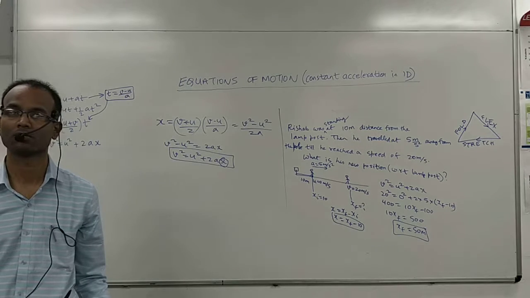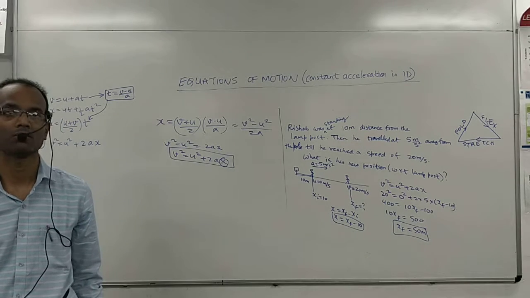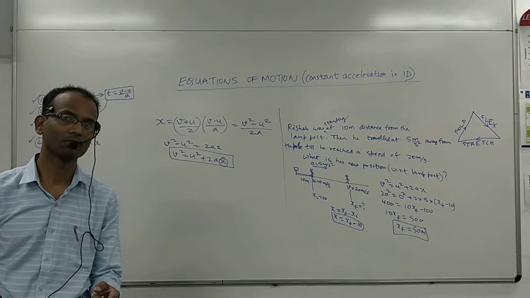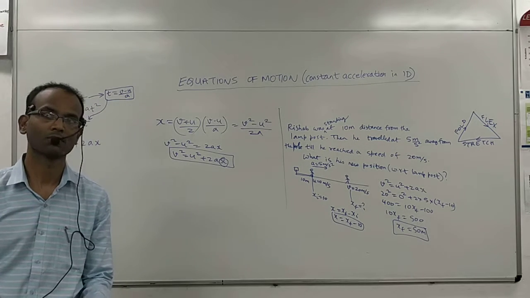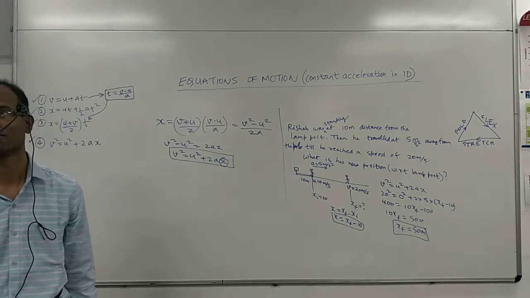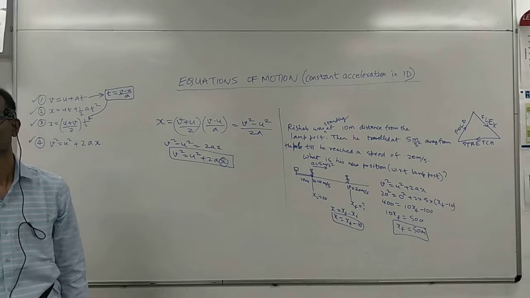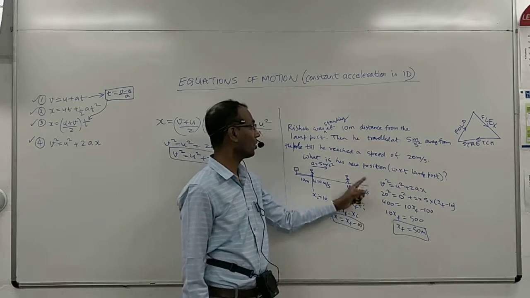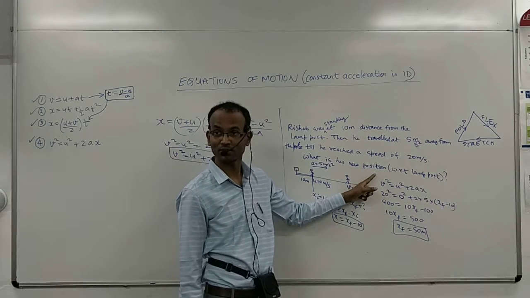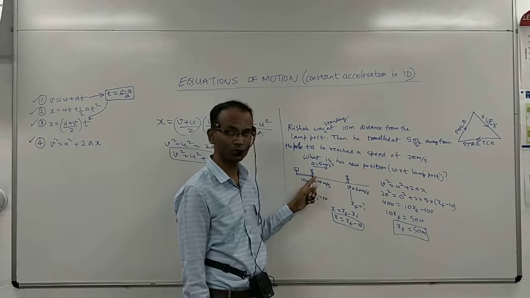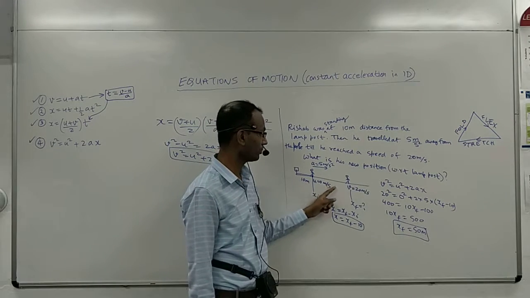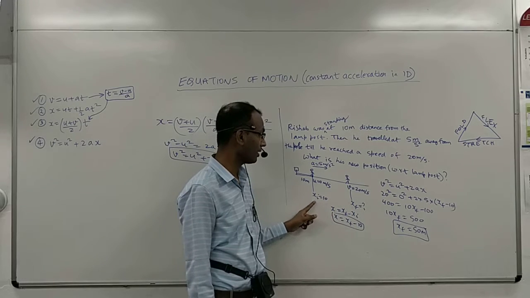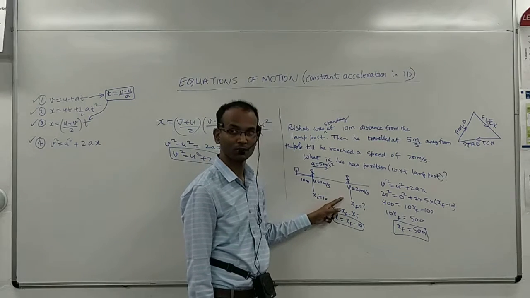Very good. What about Keshav? You got it in your notebook? The answer is not 50, it's 40. So I asked you what is his new position with respect to the lamp post. New position with respect to the lamp post is xf, and xf is xi plus displacement.